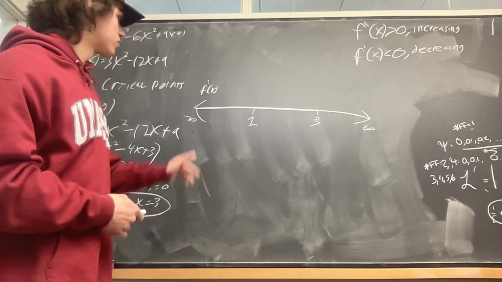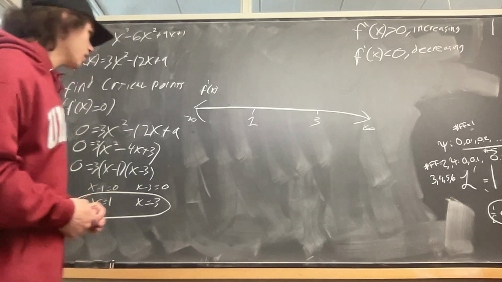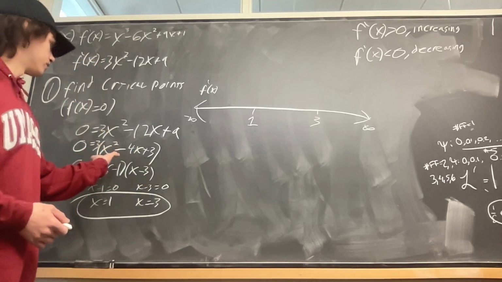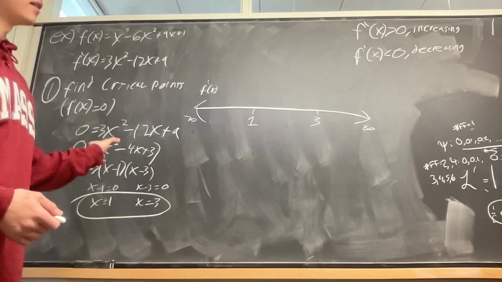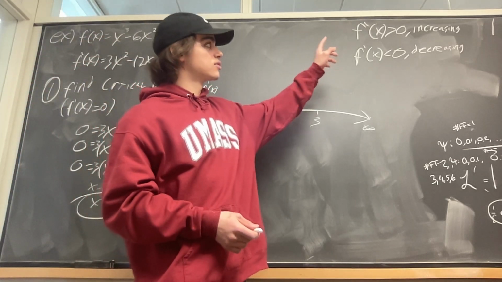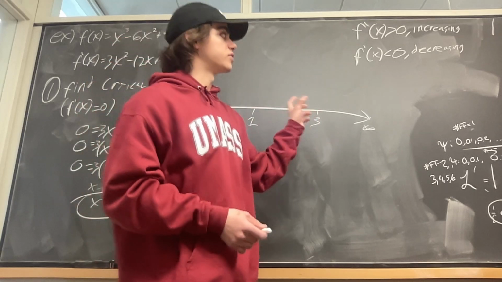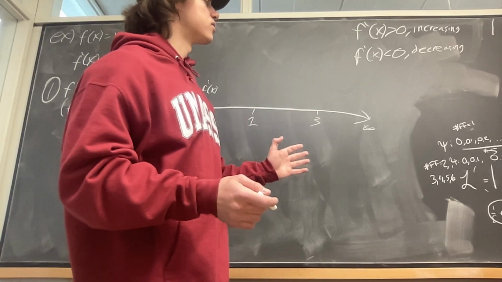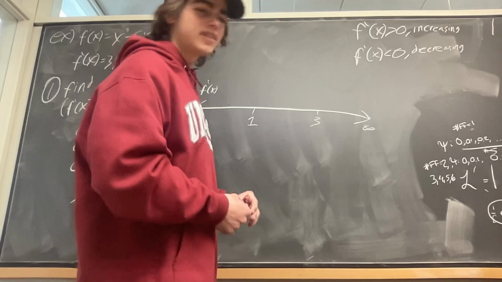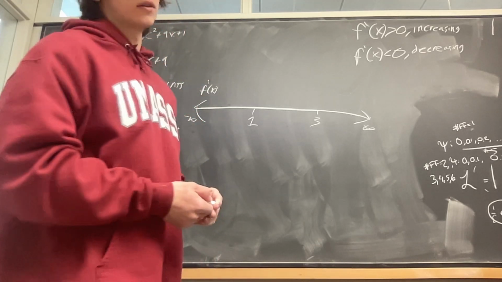I think we're going to start with negative infinity to 1. We're just going to take that number and plug it into this to see what the sign of the function is. Because remember, if the derivative of the function is positive, then that means that the graph is increasing. If the derivative is negative, that means that the function is decreasing. And we need that information to know if it's a local max or min.